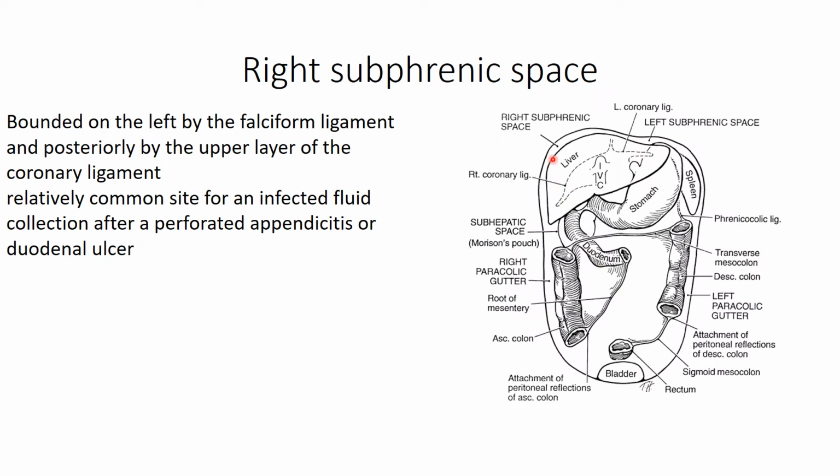Now the right subphrenic space is bounded on the left by the falciform ligament and posteriorly by the superior layer of the coronary ligament. This space is a relatively common site for infected fluid collection after a perforated appendicitis or duodenal ulcer.